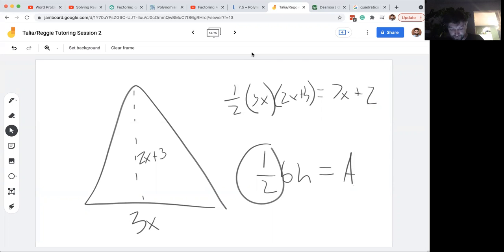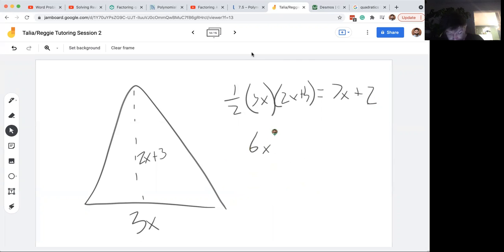Okay, so the first thing you should do is let's multiply 3x times 2x plus 3. So 3x times 2x is 6x squared. And then 3x times 3 is 9x, okay? So we have 1/2 of 6x squared plus 9x equals 7x plus 2.